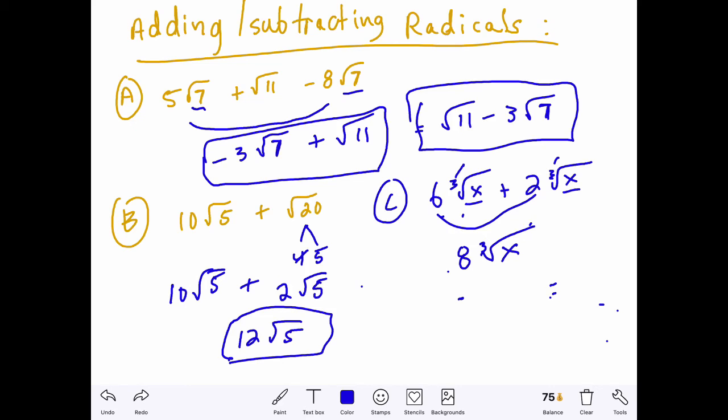Okay. So anytime we have the same radical structure here, well, then we can add what's out front there, 6 plus 2, or subtract or perform that operation, okay? 8 times the cube root of x. And notice I keep that radical structure the same, almost like a common denominator, and then I'm left with 8 times the cube root of x.